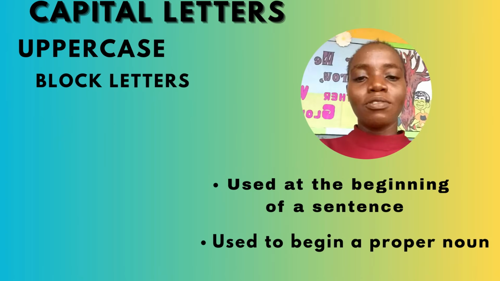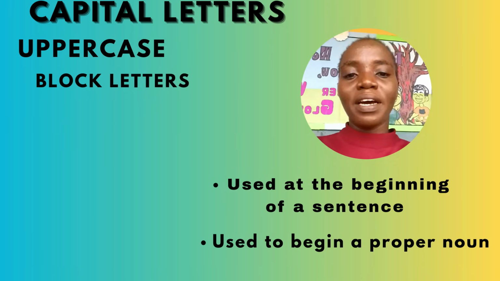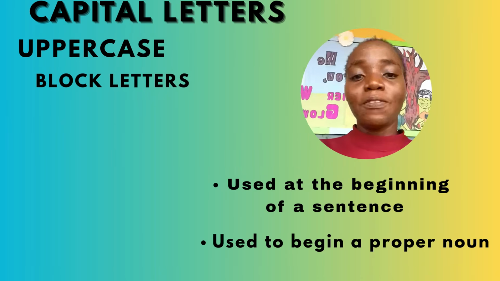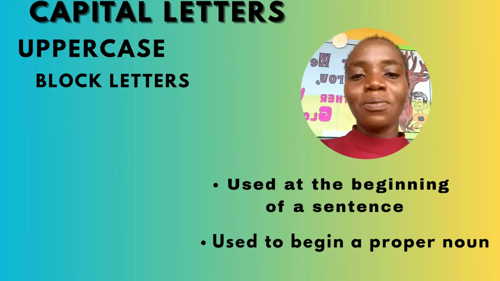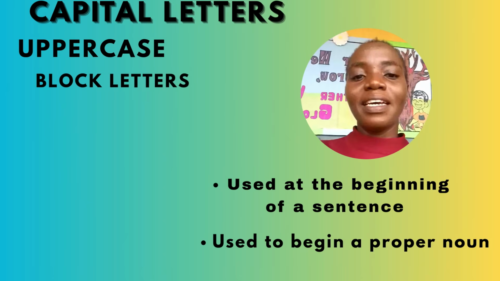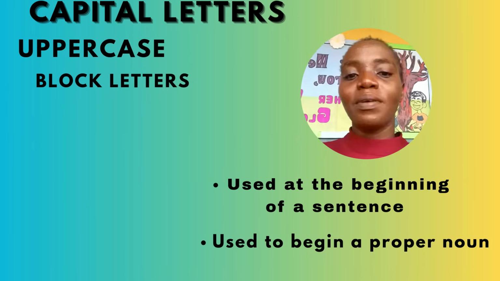Capital letters are also used to begin proper nouns. Proper nouns are specific names of things. For instance, if I want to write the word January, my letter J, which is the first letter, will be in capital.